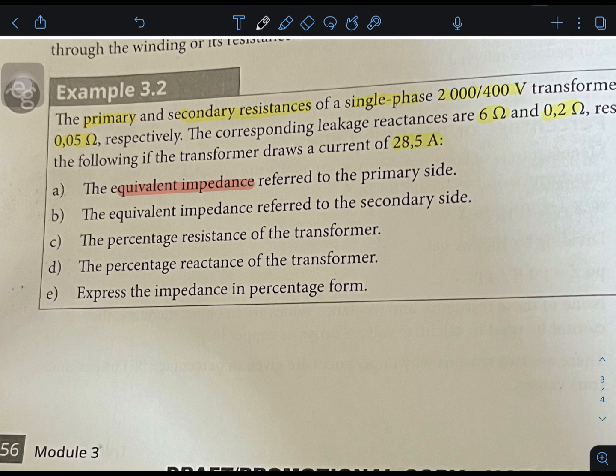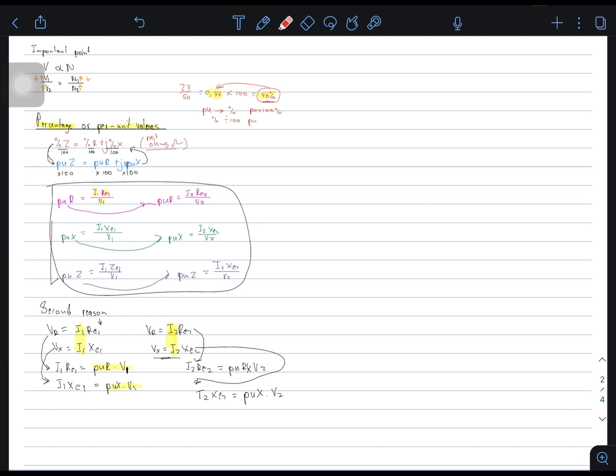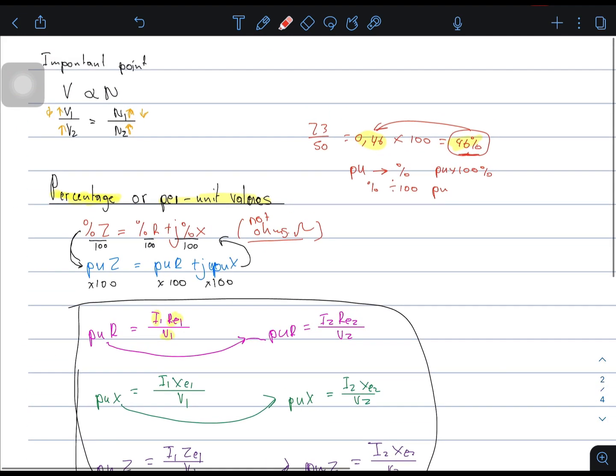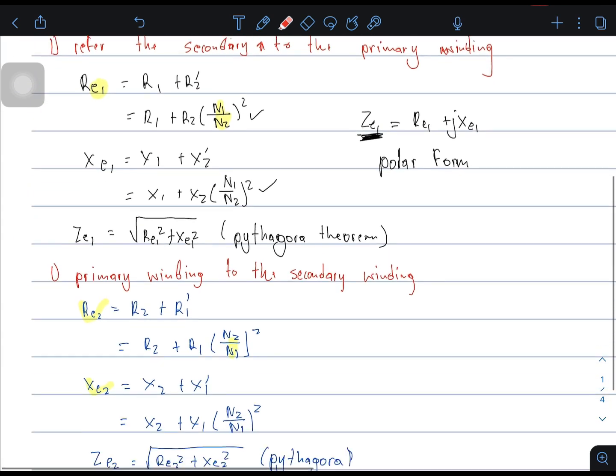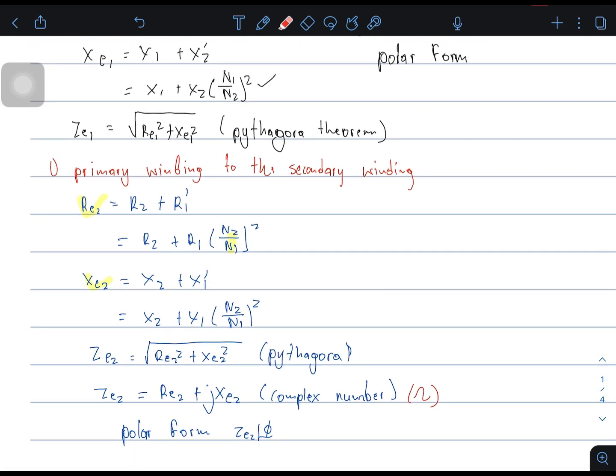referred to the secondary. Because of time, I'm not going to cover that. I'm going to allow you guys to cover that, because remember, I think the calculation is straightforward. Primary winding referred to the secondary side.